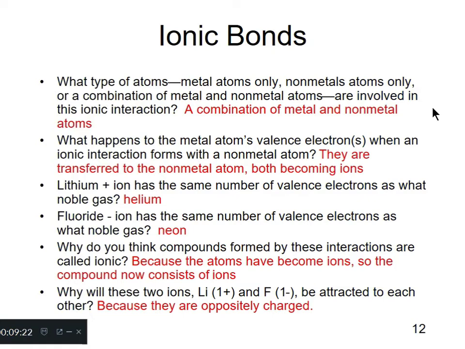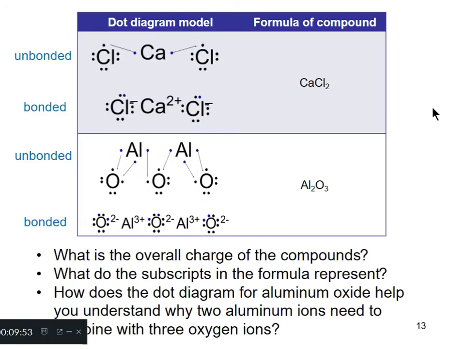It has 2 electrons. The fluoride ion has the same number of electrons as neon, which has 10 total, but it also has 8 valence electrons. The compounds are called ionic compounds because once this transfer has taken place, both of the atoms have become ions. One's positively charged, one's negatively charged, and they will be attracted to each other because they're oppositely charged, so they're held together by the fact that they're opposite in charge. Here's another way I can show these.